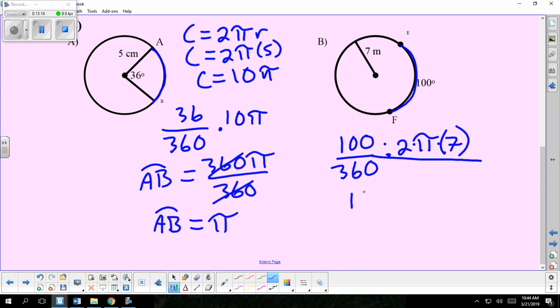And I get 12.2, and this is in meters, right? And this is pi meters on that one as well. Right? So that's the portion of the circle that that represents. Question so far?